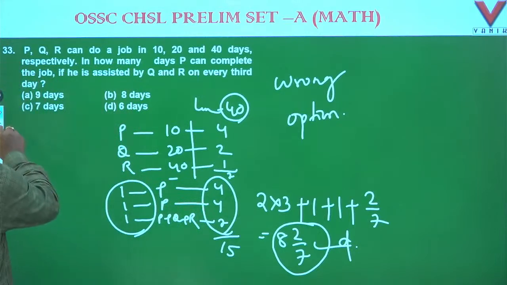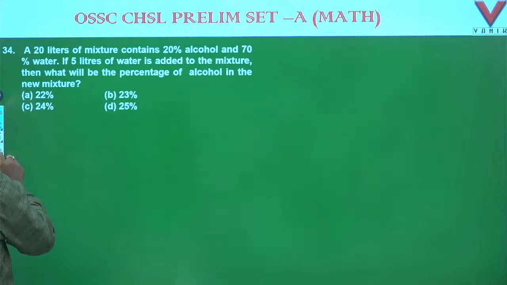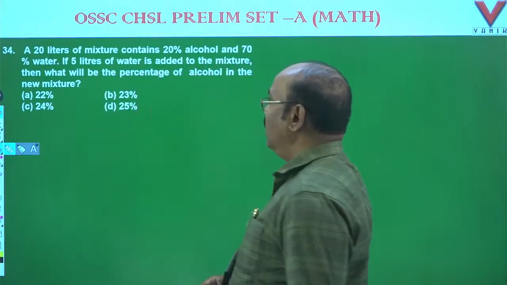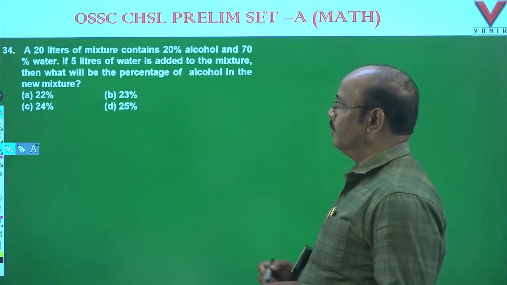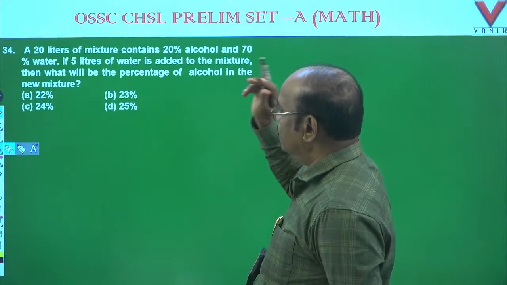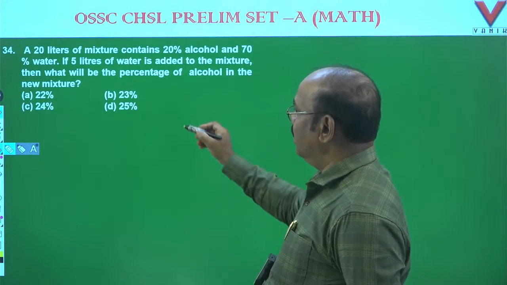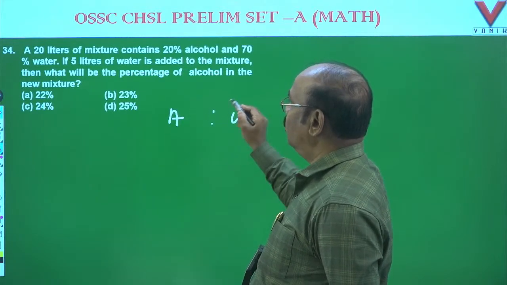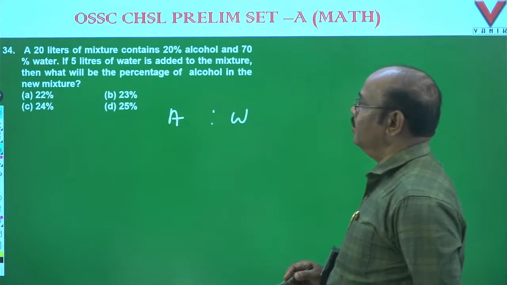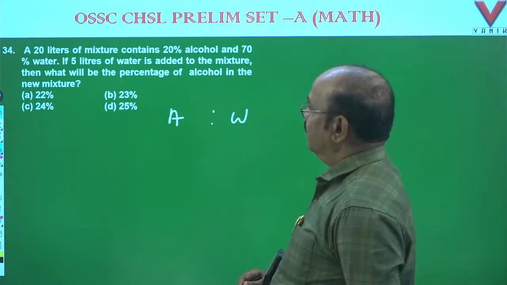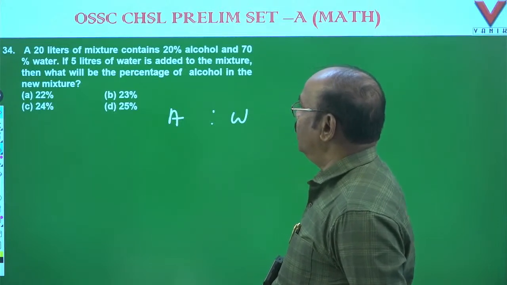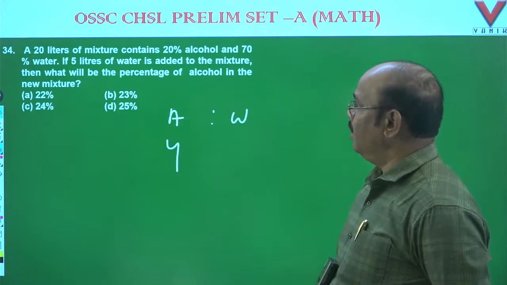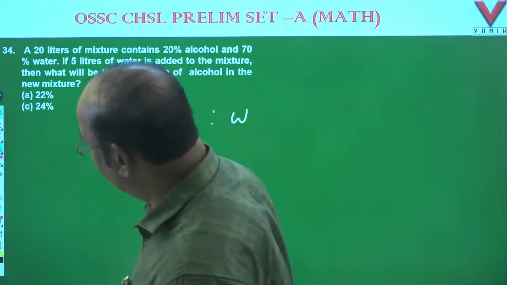Next question, that is 34. A 20 liters mixture contains 20% alcohol and 70% water. If 5 liters of water is added to the mixture, what is the percentage of alcohol? 20% alcohol, this is alcohol, this is water. 20% alcohol and 70% water.